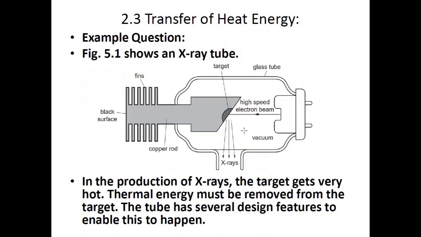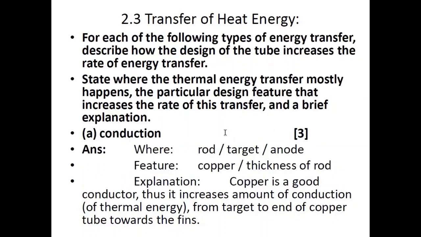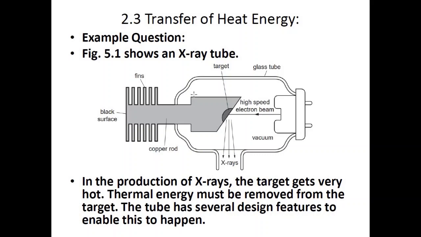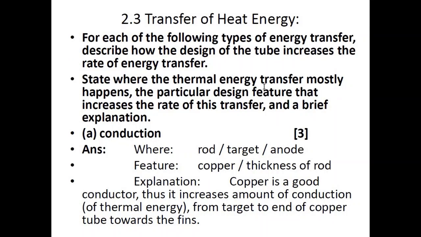Now, how does conduction occur? For conduction, it occurs inside the rod. When the high-speed electron beam hits it, the molecules inside the rod vibrate faster and faster, colliding with the other molecules, spreading the heat from here till the end of the rod. Feature: the thickness of the rod, or it being made up of a metal or copper.